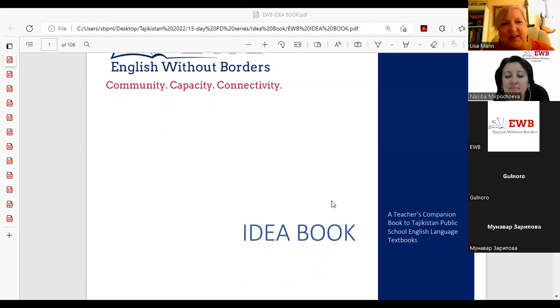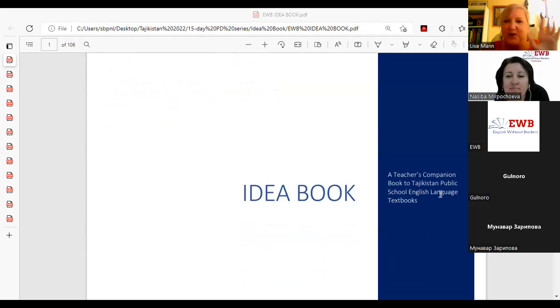This is the English Without Borders idea book, and you can see it says it's a teacher's companion book to Tajikistan public school English language textbooks. Now, although this was designed with Tajikistan in mind, these are wonderful ideas, and you can use them, adapt them, and change them to use with any curriculum and any textbook. So don't be put off by the fact that it says it goes with Tajik books, because they are ideas more than anything.